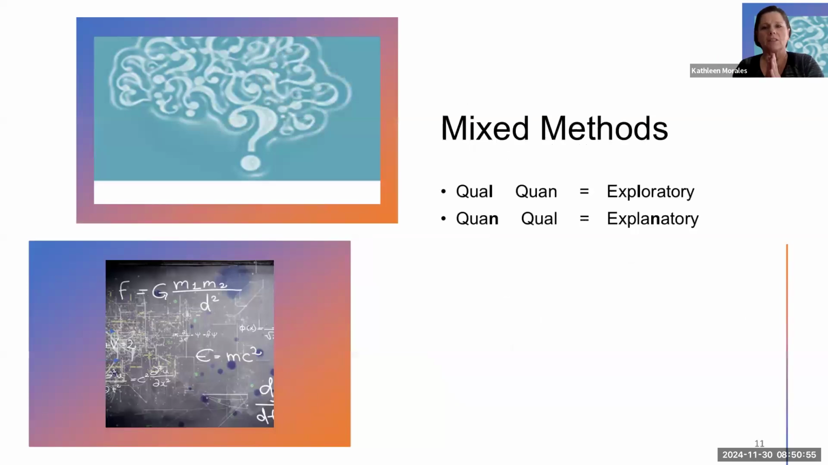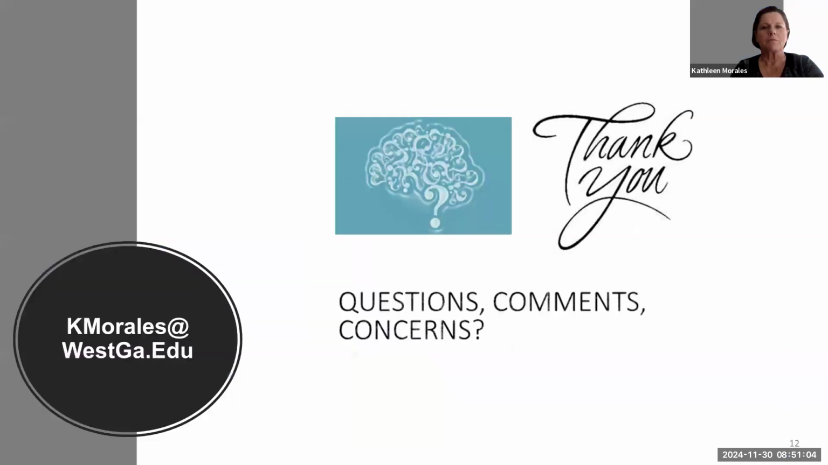Mixed methods combines the two. And if qualitative comes first and then the quantitative, it's exploratory. If the quantitative is first, followed by the qualitative, it's explanatory.